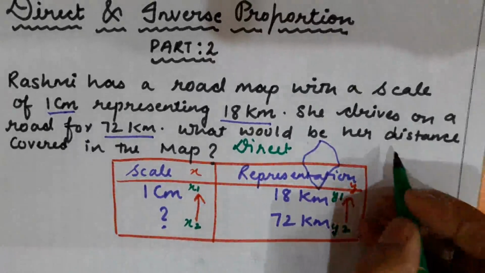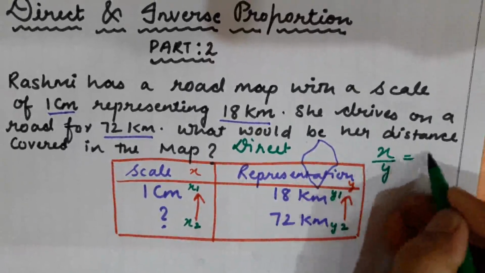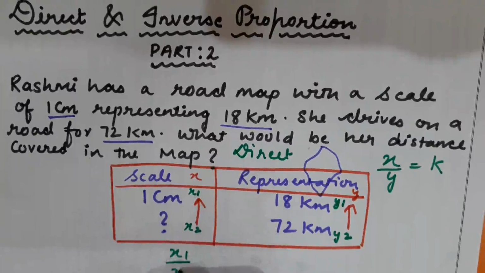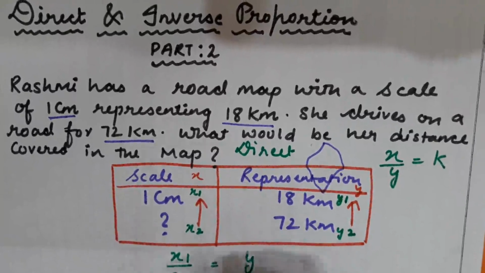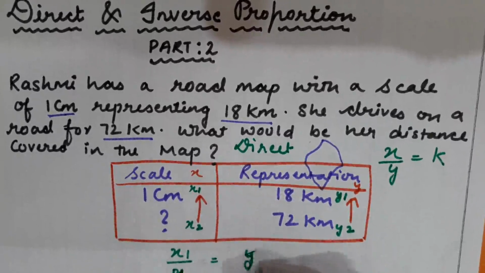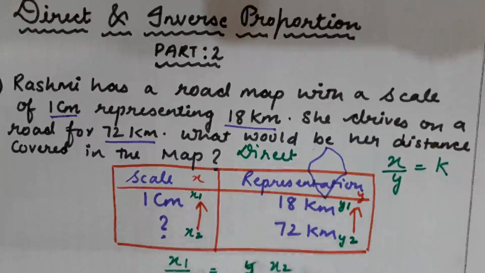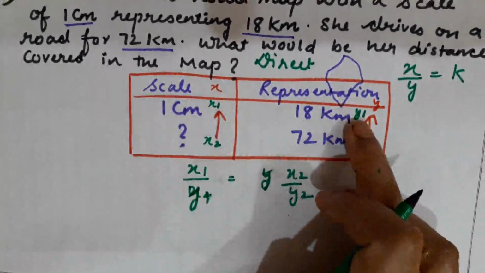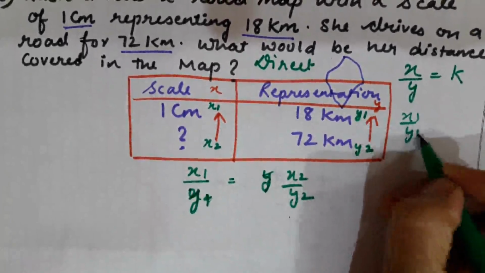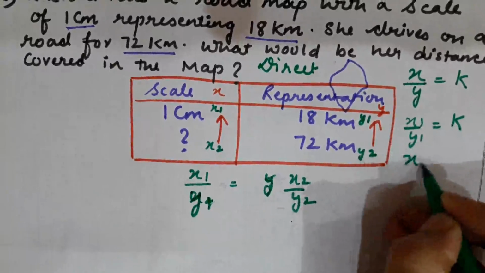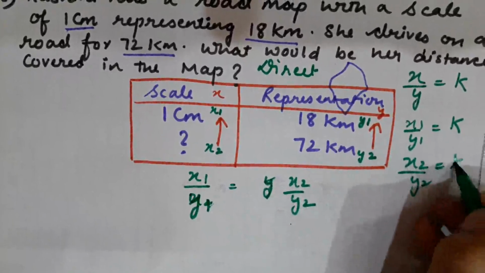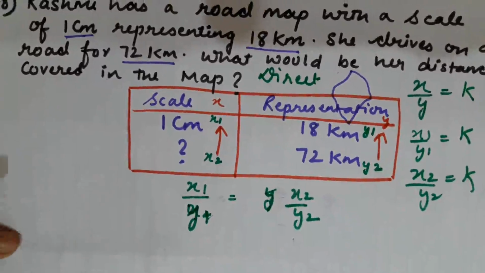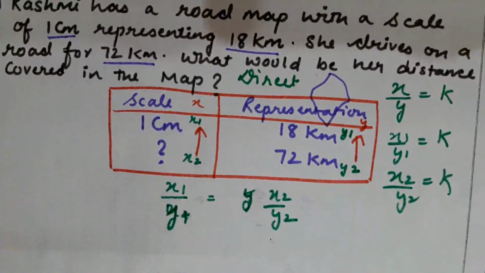So what formula are we going to use? We are going to use x upon y equal to constant. Okay, so let's solve: x1 upon y1 equal to x2 upon y2. I hope you know why I am making such an equation, because x1 upon y1 is equal to a constant and x2 upon y2 is also equal to a constant. So when both are equal to a constant, they are also equal to each other. Again and again I am repeating the same thing.